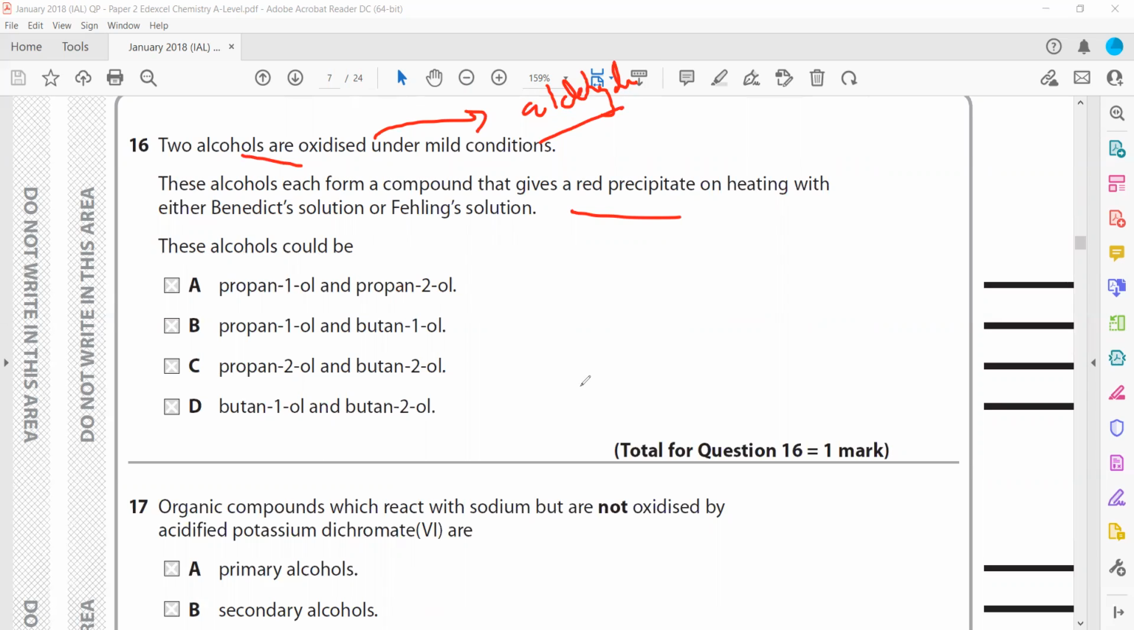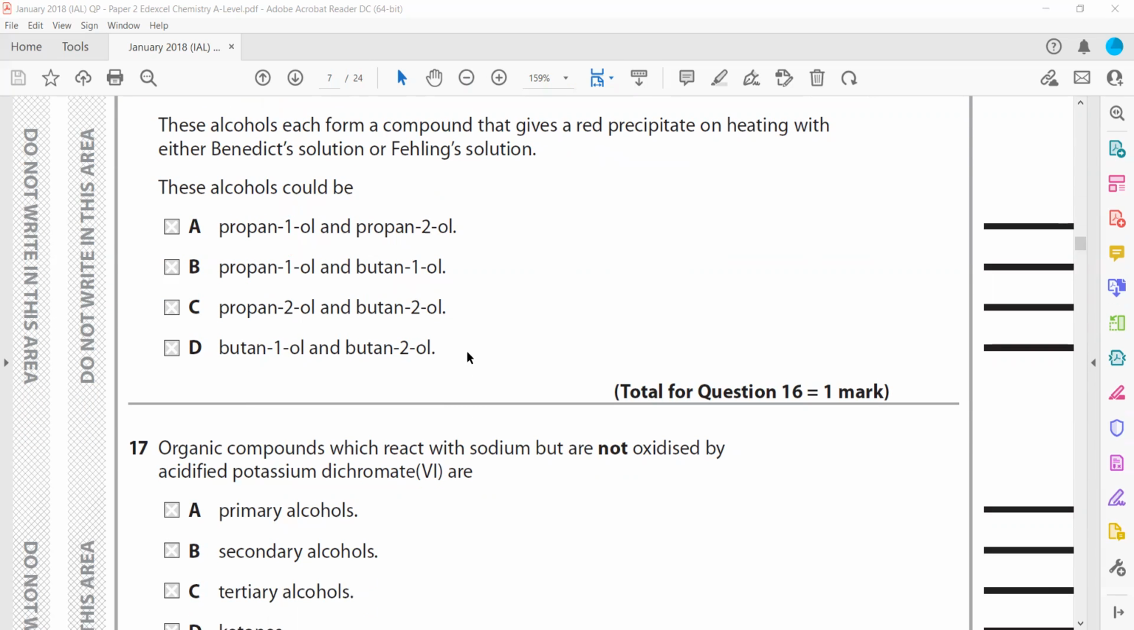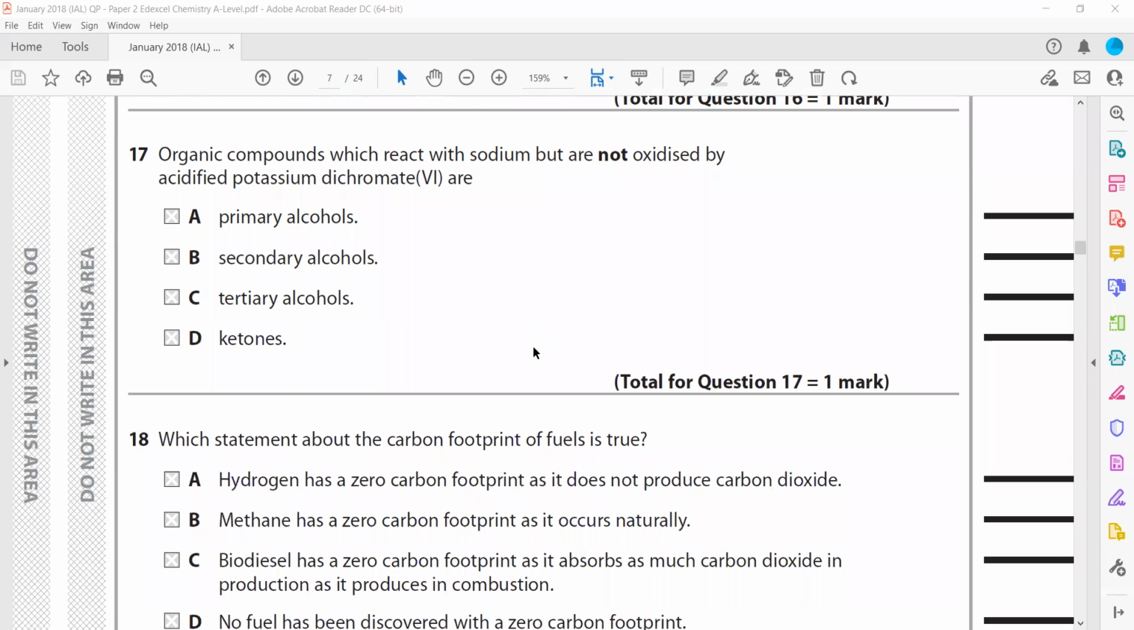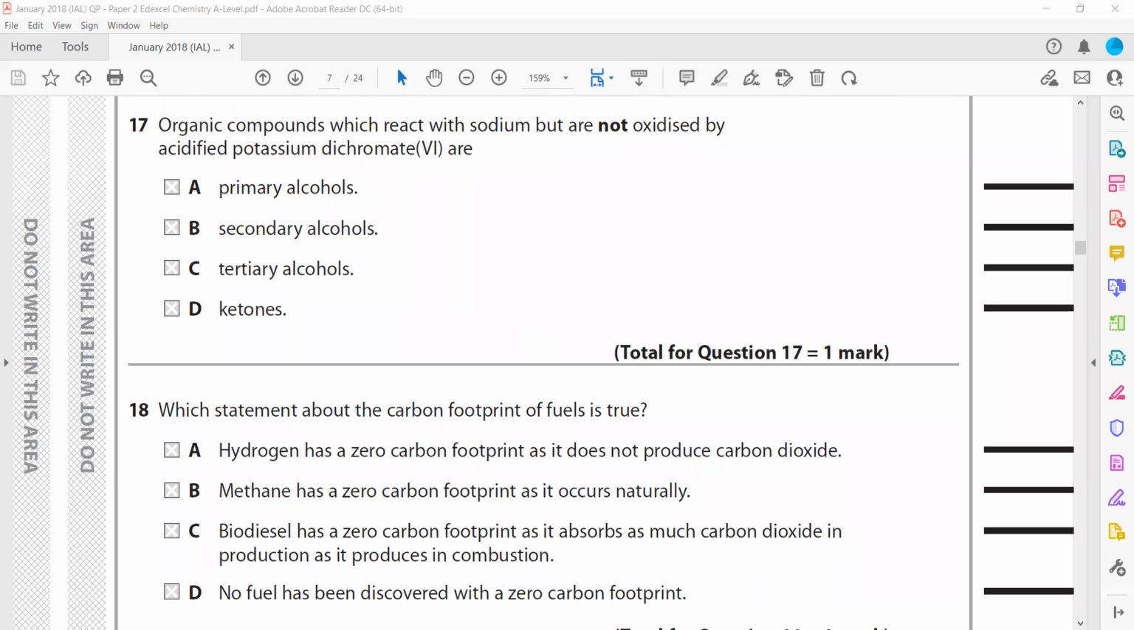So what could these alcohols be? It should be a primary alcohol, because a primary alcohol can oxidize to an aldehyde and then the aldehyde oxidizes to a carboxylic acid. Propan-1-ol is a primary alcohol, but propan-2-ol is a secondary alcohol, so it will not produce an aldehyde. Propan-1-ol and butan-1-ol are both primary alcohols. As a result, when they are oxidized, they will produce aldehydes. So B is the right answer. The other options include propan-2-ol, which is secondary, and butan-1-ol and butan-2-ol, where one is primary and another is secondary.